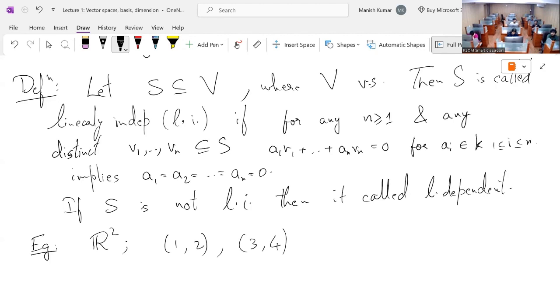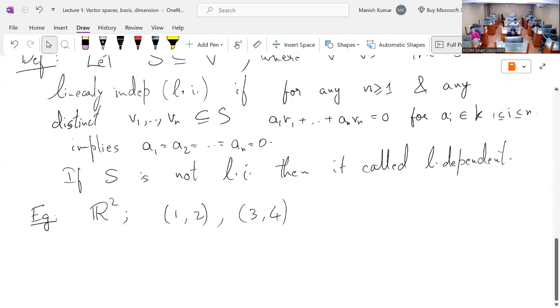So why? What you can check is that if you want to make a linear combination of these two zero, then the coefficient of the first one should be negative 3 times the coefficient of the second one. And if you do that, then the second term will not become zero. So this is linearly independent.